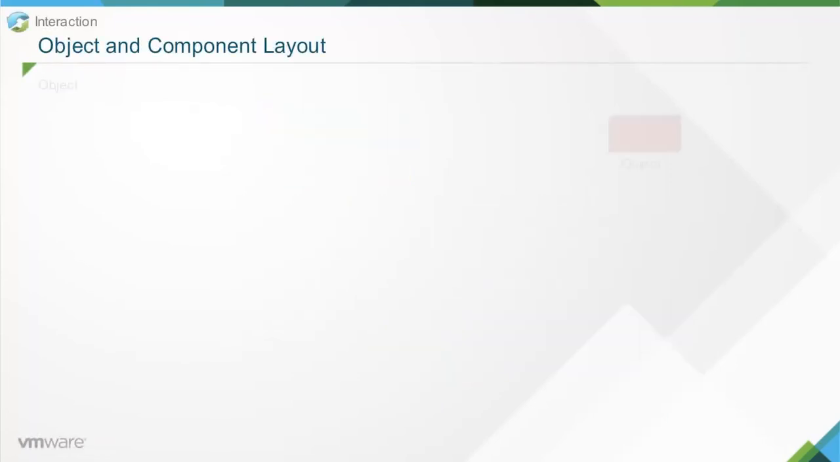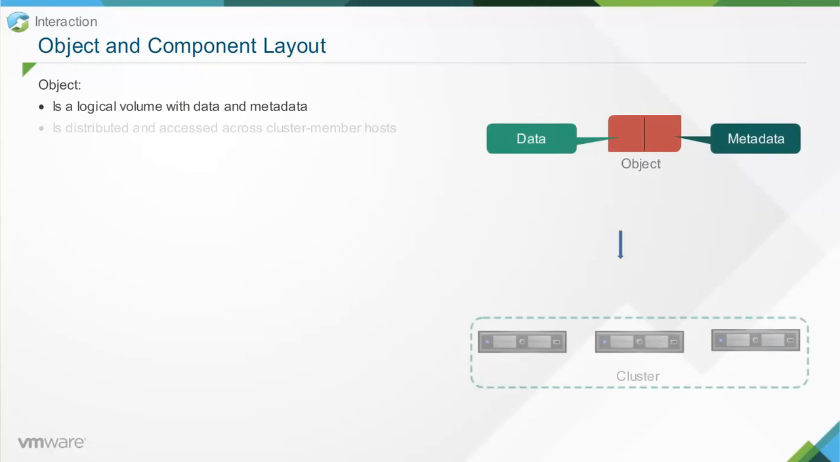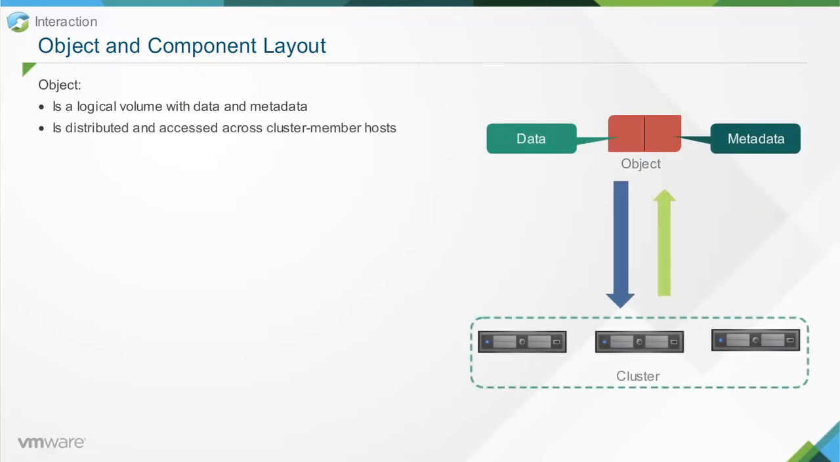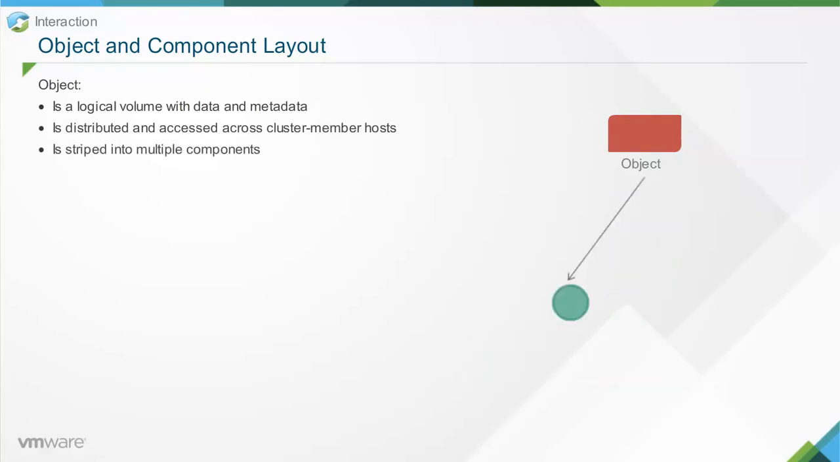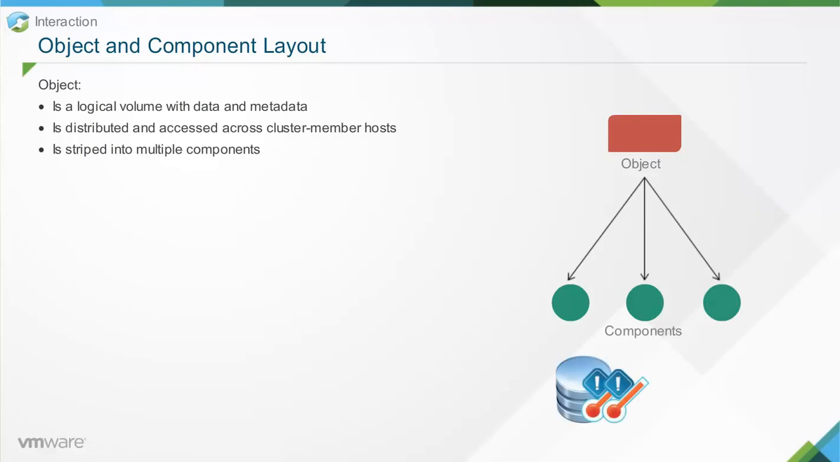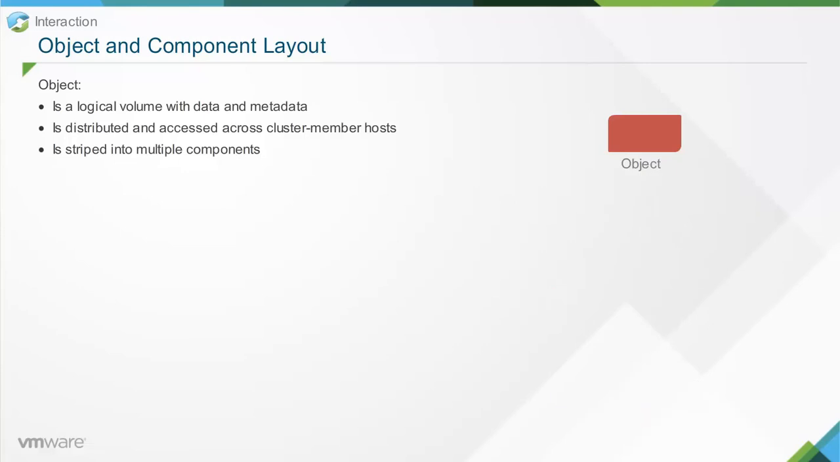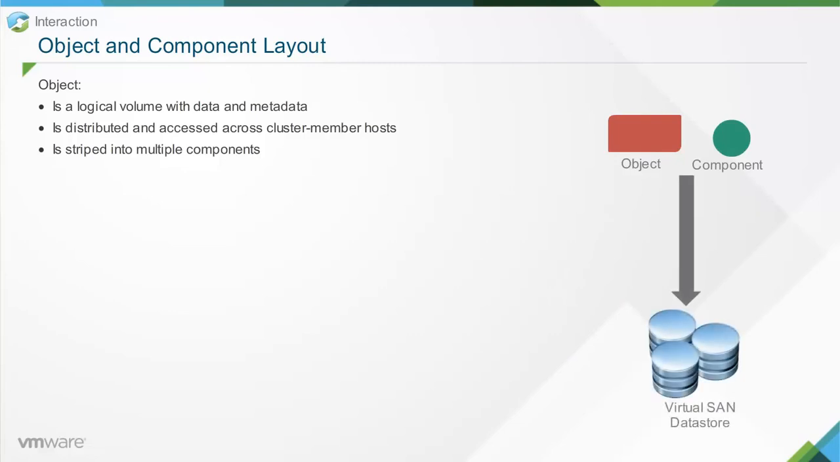In Virtual SAN, each object is a logical volume with data and metadata. They are distributed and accessed across hosts that are the members of a cluster. Such objects are also striped into multiple components due to capacity constraints, or when a component size reaches 255 gigabytes. These objects and components are distributed and stored in distinctive combinations of disk groups within the Virtual SAN data store. This distribution forms the layout of the objects and components.